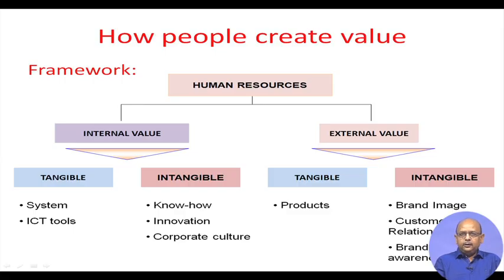Okay. So, if you look at this, it talks about two kind of value that is created, internally and externally, right. Internally, it means that you are going to create systems, tools, and what could be intangible in terms of a know-how, innovation or culture. Similarly, you also create external value in terms of products and processes and systems, right. And what could be intangible in terms of brand image, customer relationship, brand awareness, these kind.